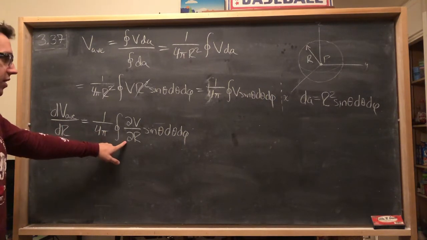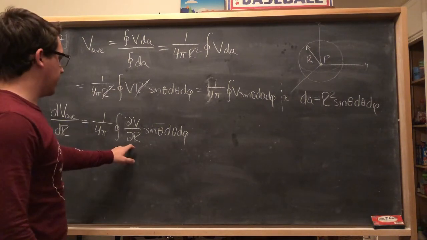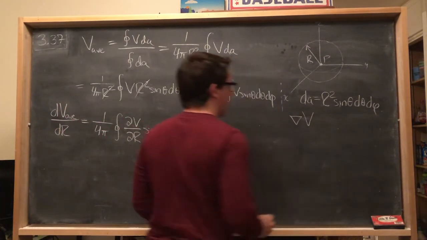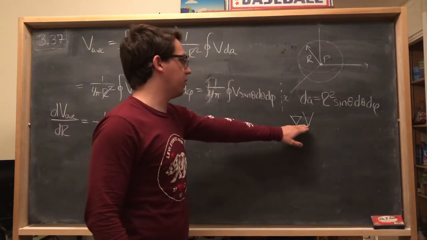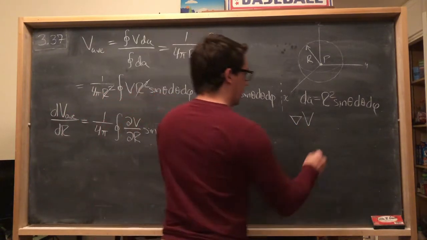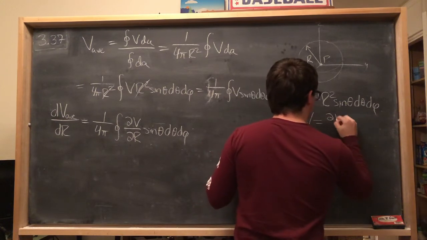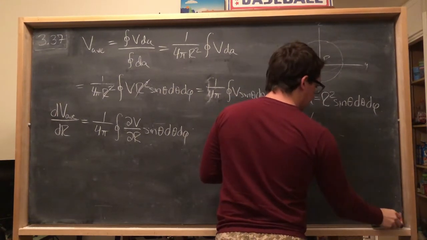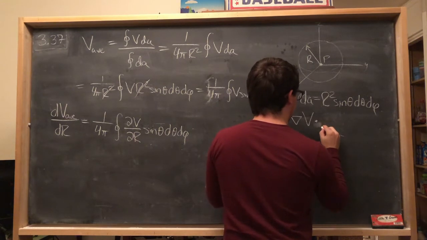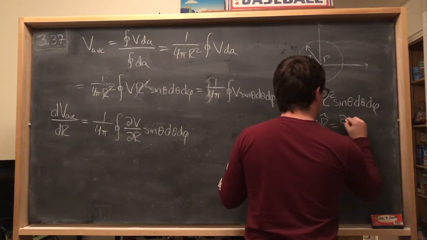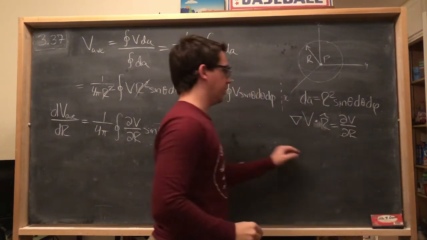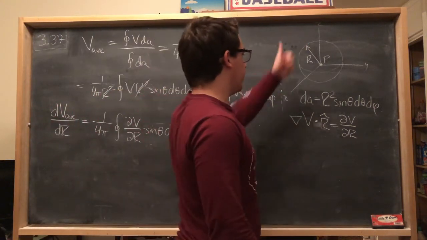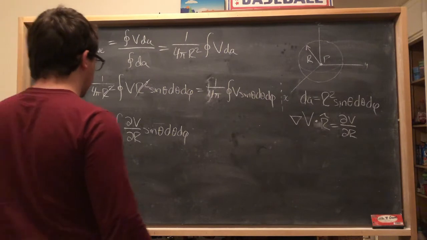But what is dV dr? Now, one way we could think about this is that if you were to write the gradient of our scalar V, the potential, then if we were to look at the component of this in the r hat direction, that would just be our dV dr. So the component of the gradient that's pointing radially outward. And so then we could rewrite this.